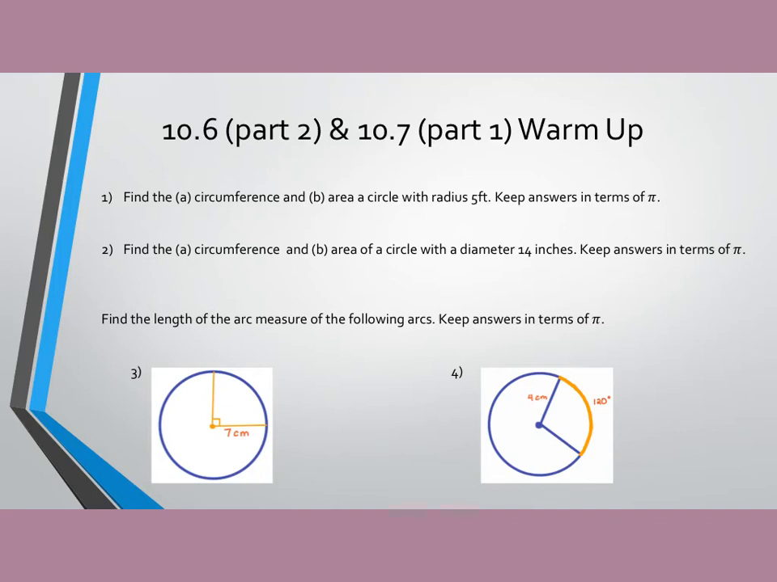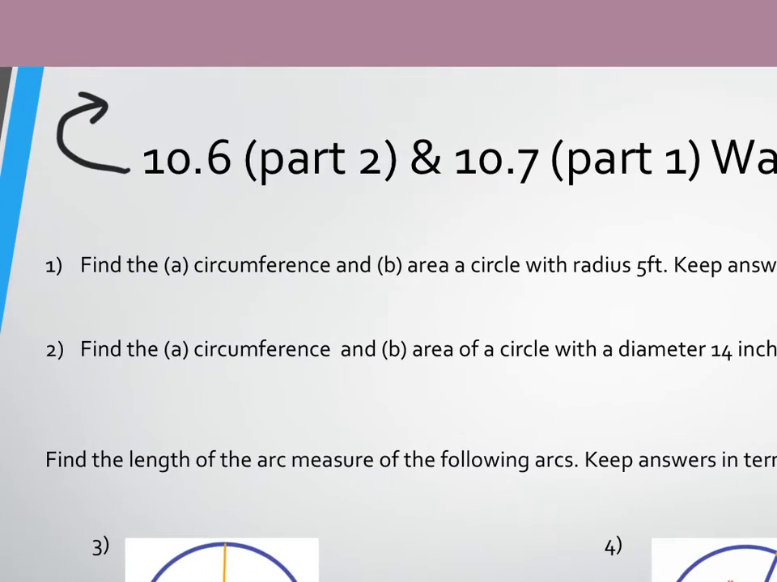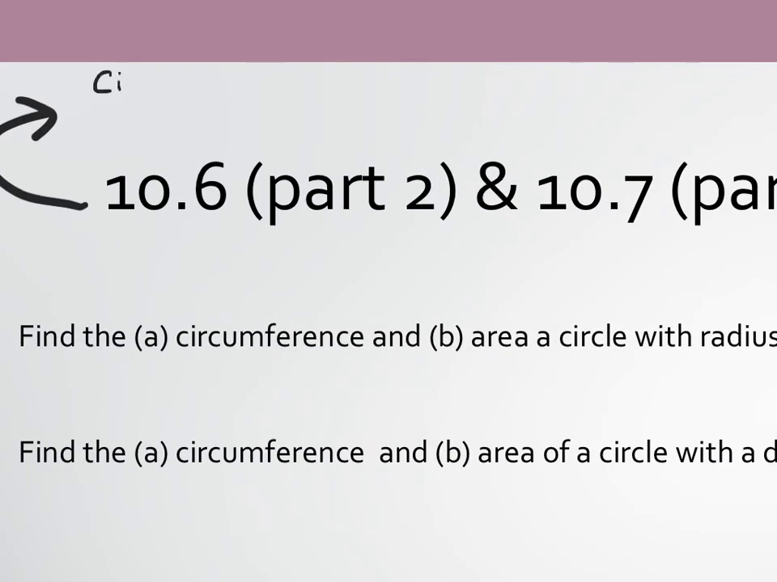Okay, so 10.6 is where we talked about the circumference and arc length. So circumference is C equals 2 pi r, or C equals pi times d. r is your radius, which we have to double, and d is the diameter, which we just have to multiply by pi.